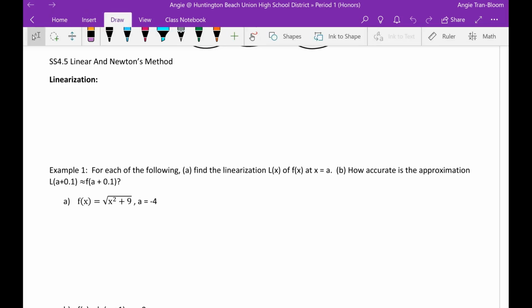Okay, students, so this is a recording for 4.5, linearization and Newton's method. So the first definition is linearization.